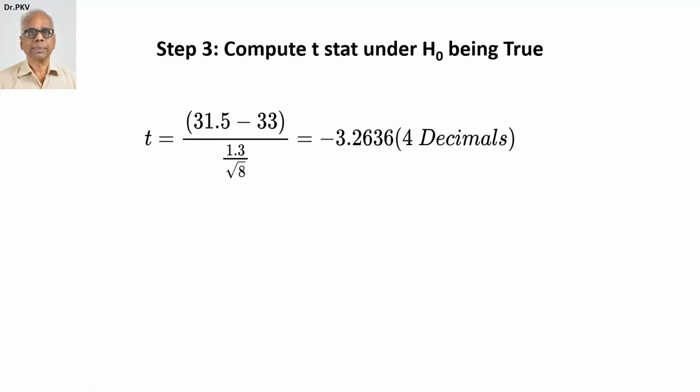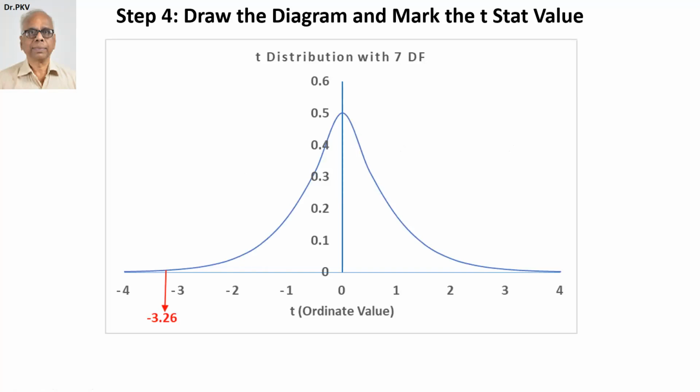Now, what is step 4? Draw the diagram and mark the t-stat value. So, t-distribution with 7 degrees of freedom here, n is 8, therefore n-1 is 7. It is plotted for your purpose and understanding. The x-axis represents the ordinate value of t, and the y-axis represents the probability for various ordinates, and it is computed here, and the diagram appears in front of you.